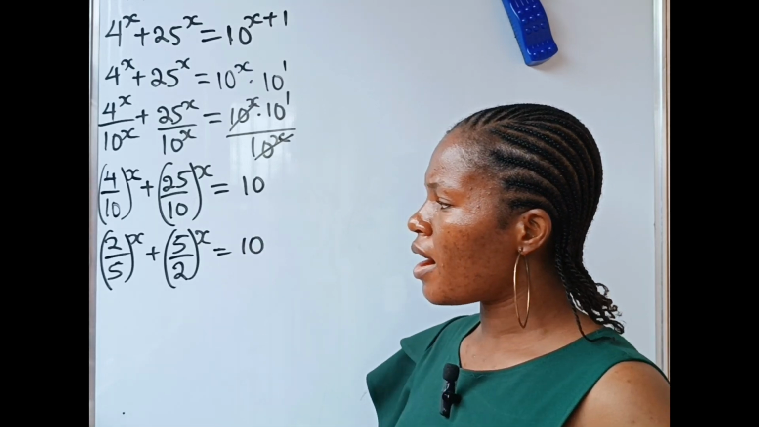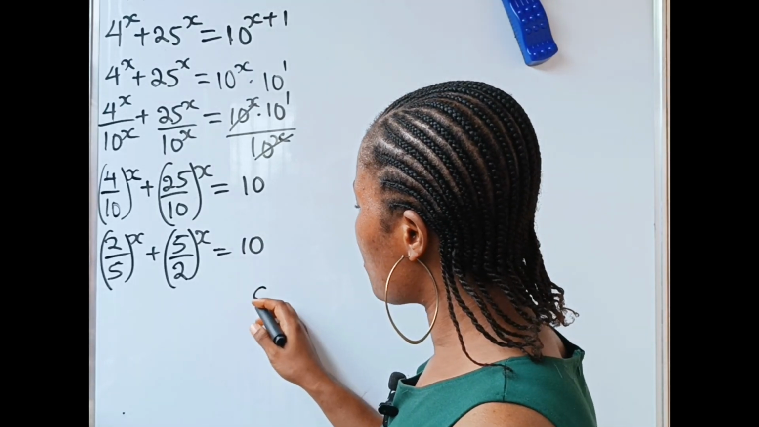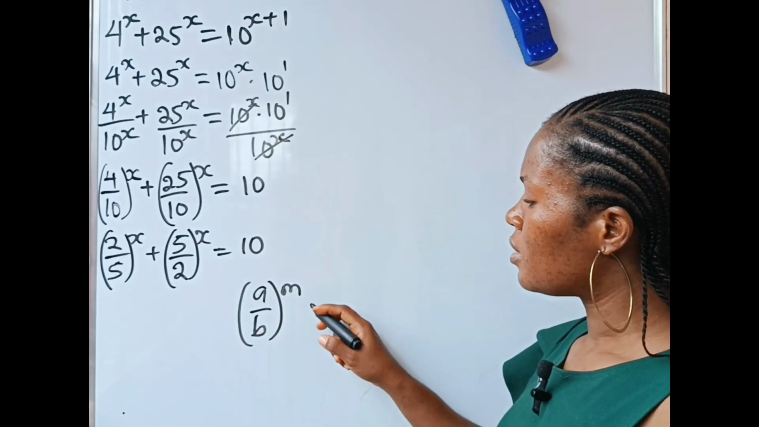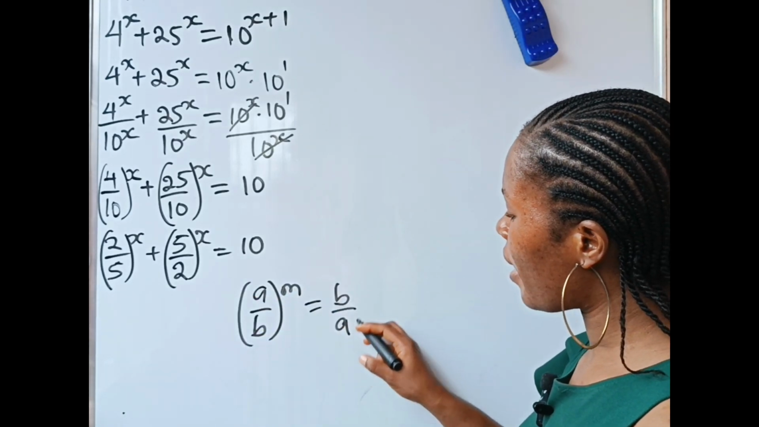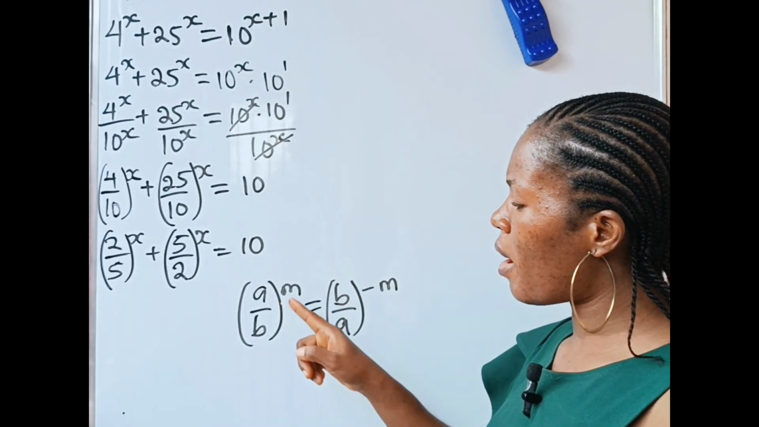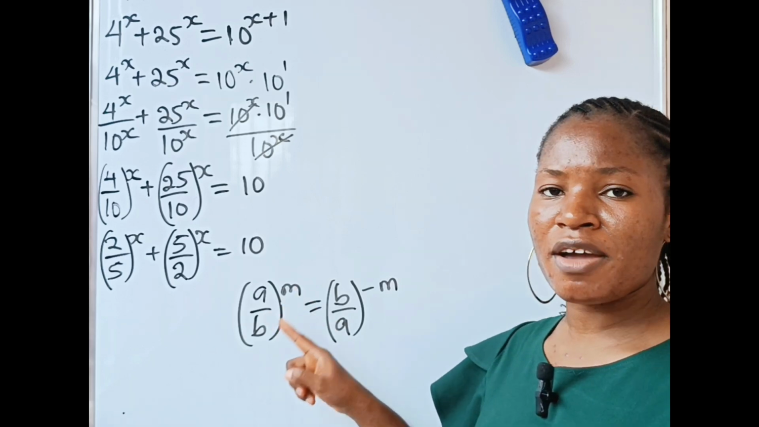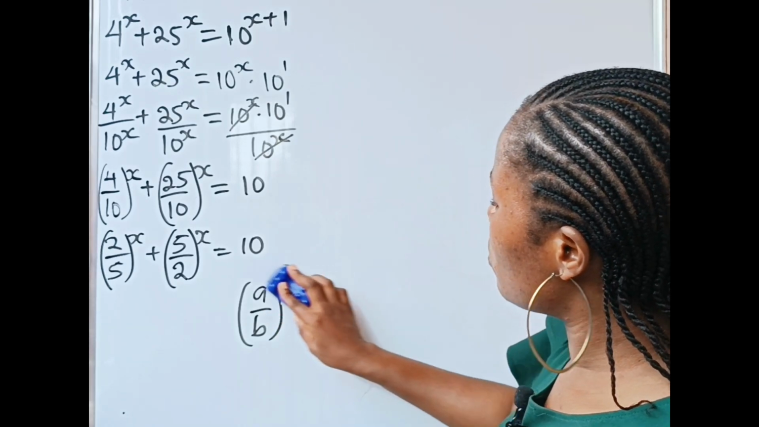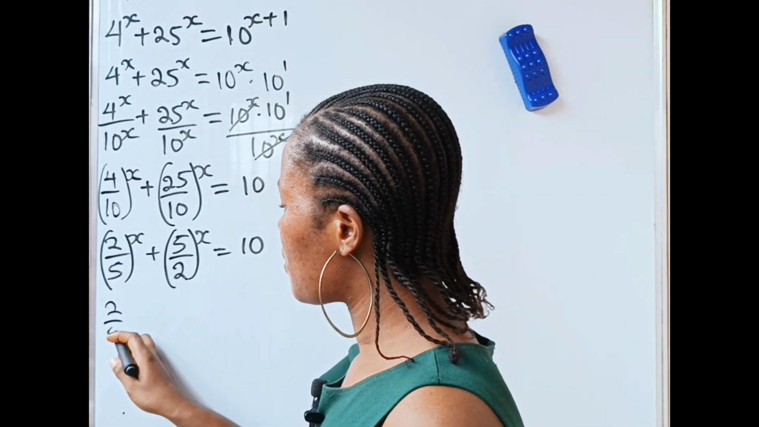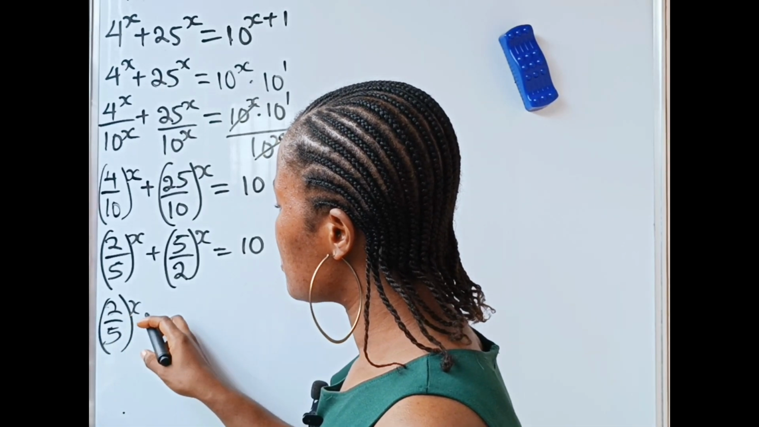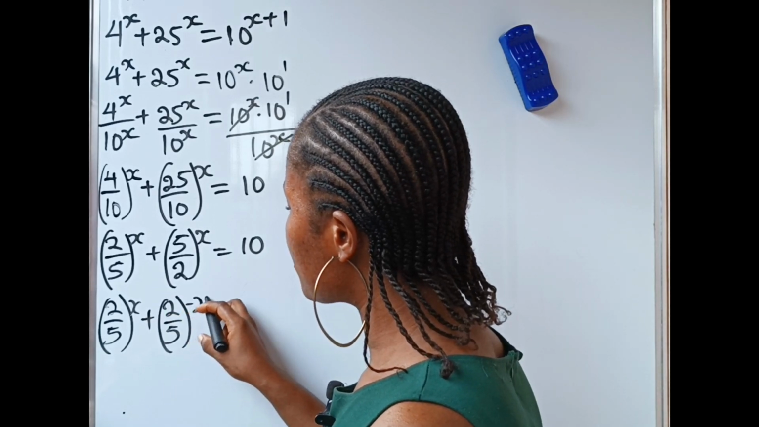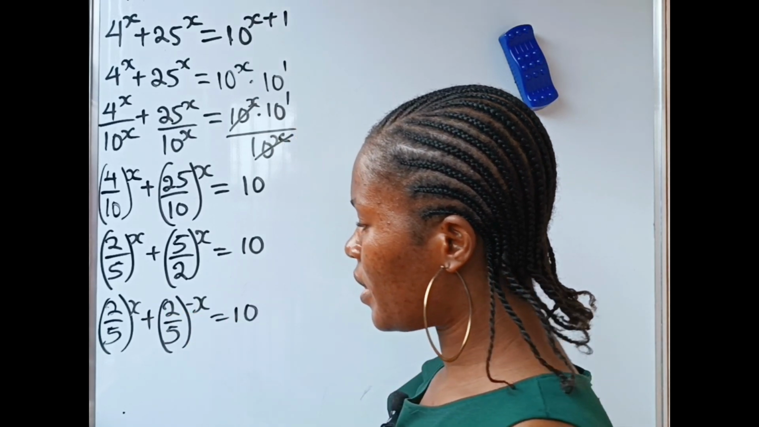All right, now when you have a over b raised to the power of m, this is equal to b over a raised to the power of minus m. I will introduce a negative sign to the power if I take the inverse of my fraction. So I need to do that here. So I have 2 over 5 raised to the power of x plus 2 over 5 raised to the power of minus x is equal to 10.